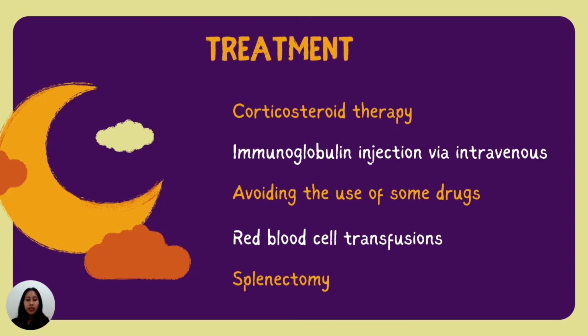And then is transfusion of red blood cells. Red blood cell transfusions are given to increase the number of red blood cells quickly and replace the damaged red blood cells before with the new ones. And then is splenectomy. Splenectomy is a surgical procedure to remove the spleen. Removal of the spleen could reduce the rate of red blood cells being destroyed. It is usually used as an option in case the other treatments do not respond. That's all from me. Thank you.